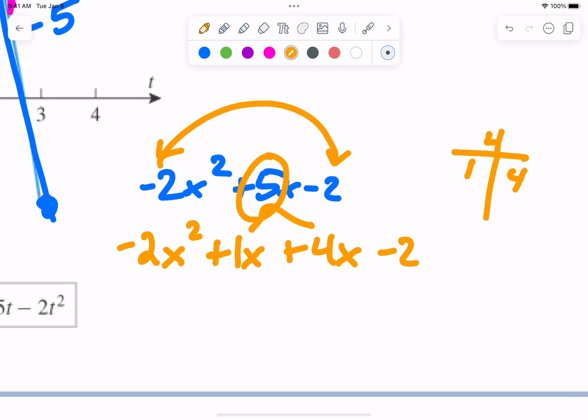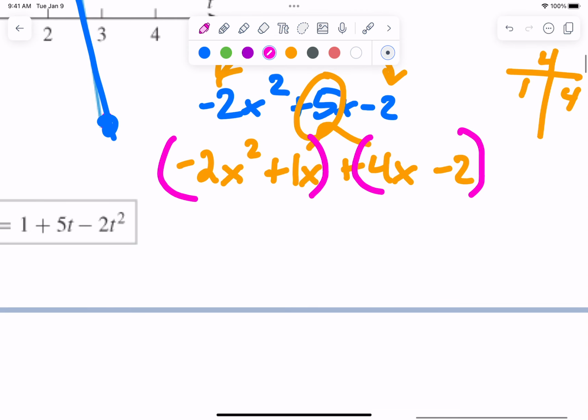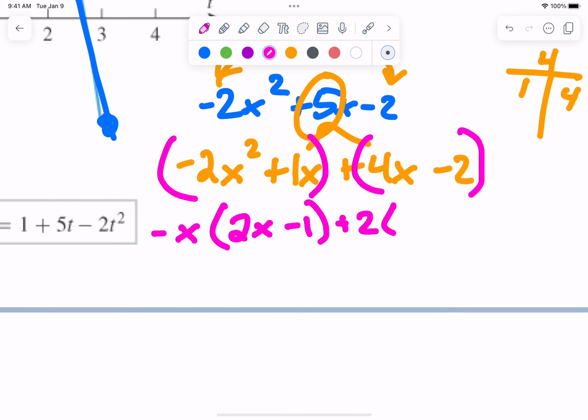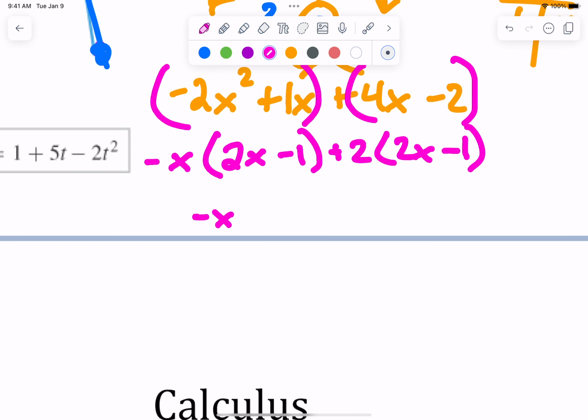I break this 5x down into those 2 chunks. Now, I'm going to group, and we do the factor by grouping thing. Then we take out the common stuff. So what should we pull out of the first piece? Negative x. And so we will have 2x minus 1. And from the second piece, if I take out a positive 2, we have 2x minus 1.